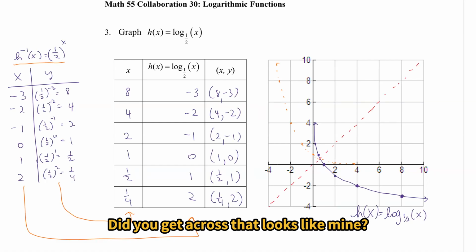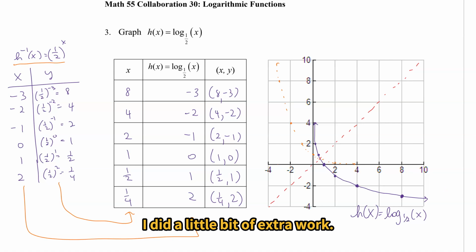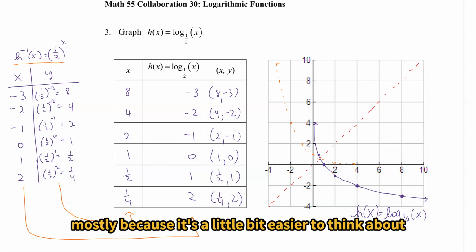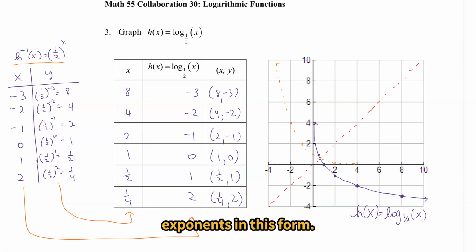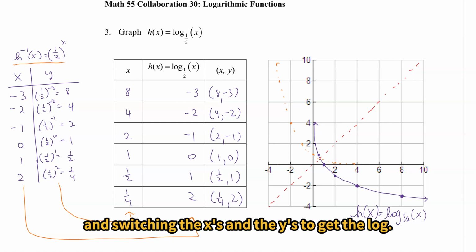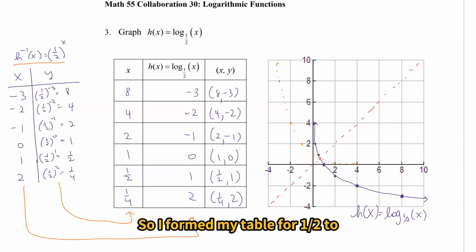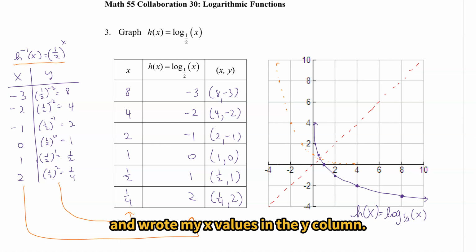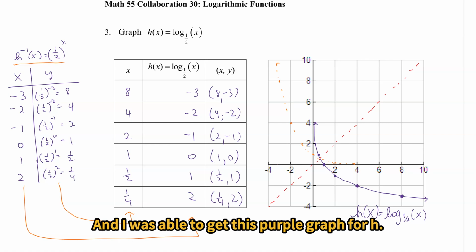Now, did you get a graph that looks like mine? I did a little bit of extra work. I started with the inverse function 1/2 to the power x, mostly because it's a little bit easier to think about exponents in this form, 1/2 to the power x equals y, and then taking those numbers and switching the x's and the y's to get the log. So I formed my table for 1/2 to the power x, wrote those y values in the x column, and wrote my x values in the y column. And I was able to get this purple graph for h.